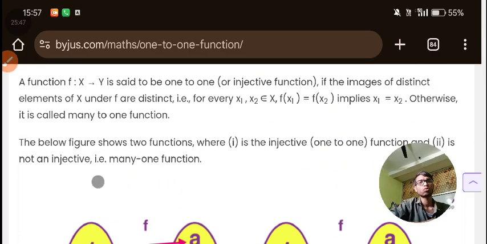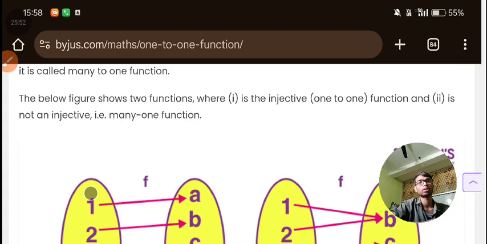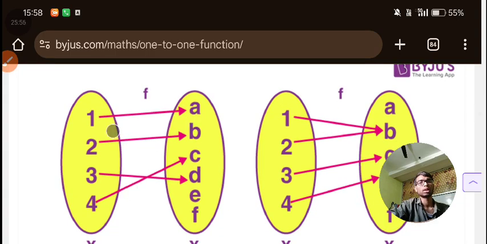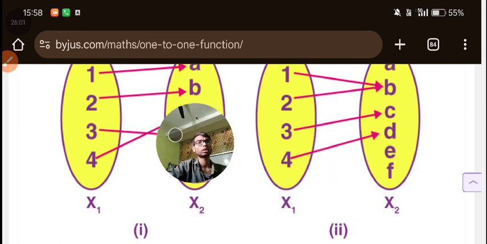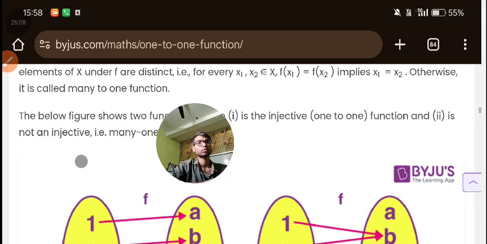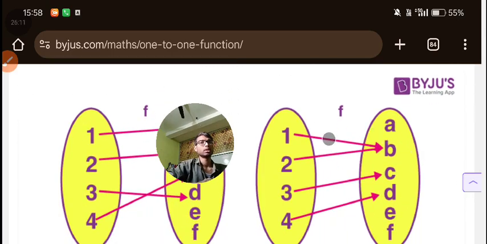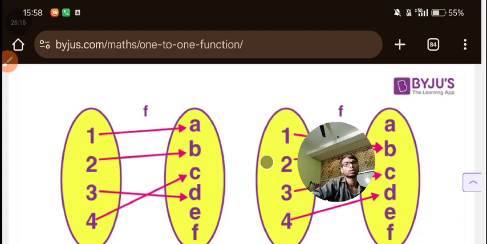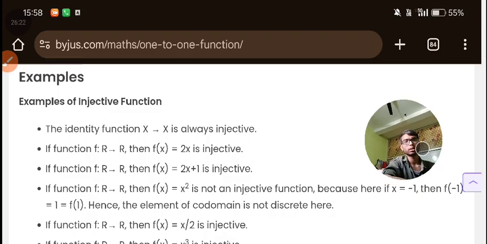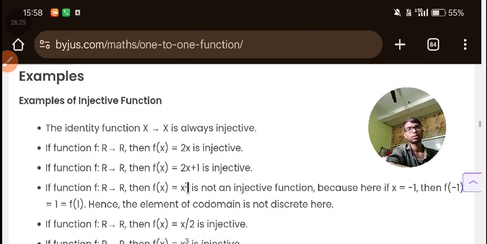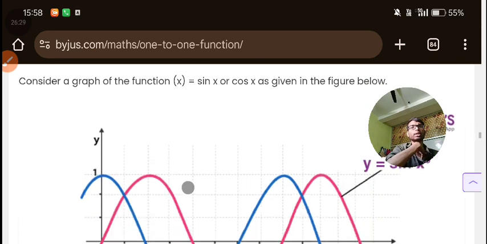The figure below shows two functions, where the first is a one-to-one function and the second is not an injective function, it is many-to-one. Here, this is linked one-to-one, and here it is not linked one-to-one. Here we can see what is happening. This is not linked with any of these, so this will not be injective, and this is an injective, one-to-one function. We have examples. The identity function, f(x) = x, is always one-to-one. Graph, horizontal line test.